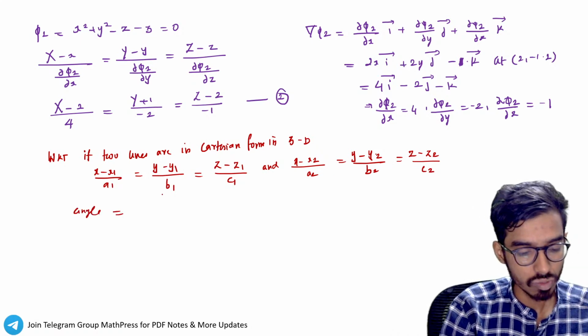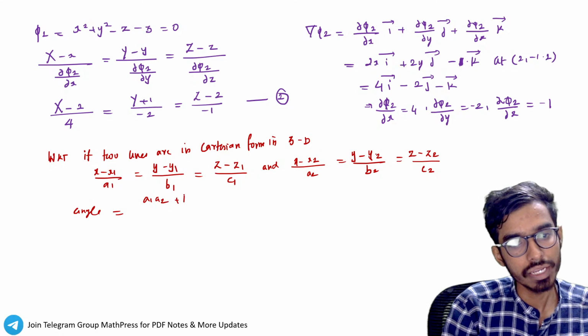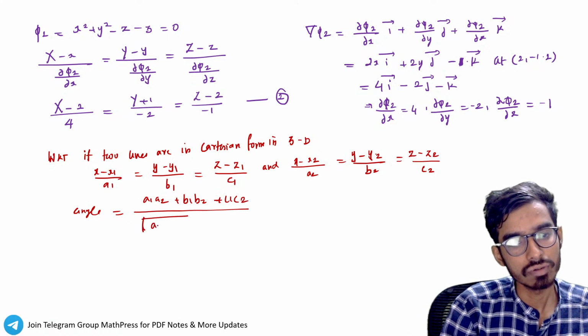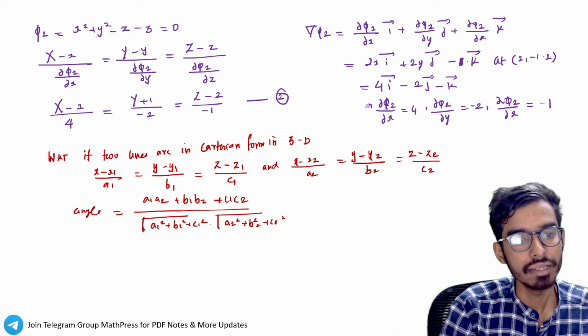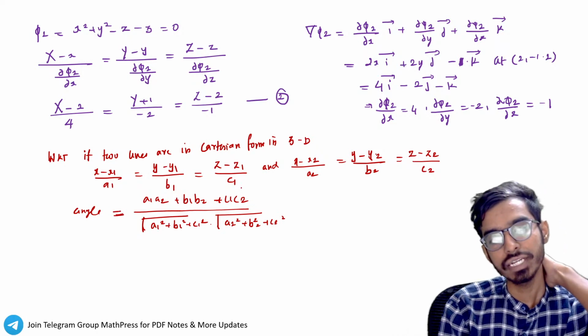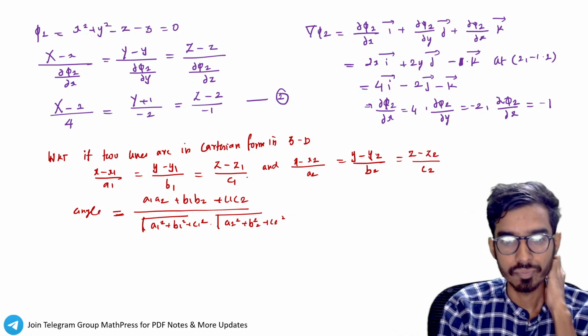The angle between the two lines is given by (a1 a2 plus b1 b2 plus c1 c2) divided by root of (a1 square plus b1 square plus c1 square) into root of (a2 square plus b2 square plus c2 square), right? This is the 12th standard formula, the angle between two lines in 3 dimensions if they are in Cartesian form.